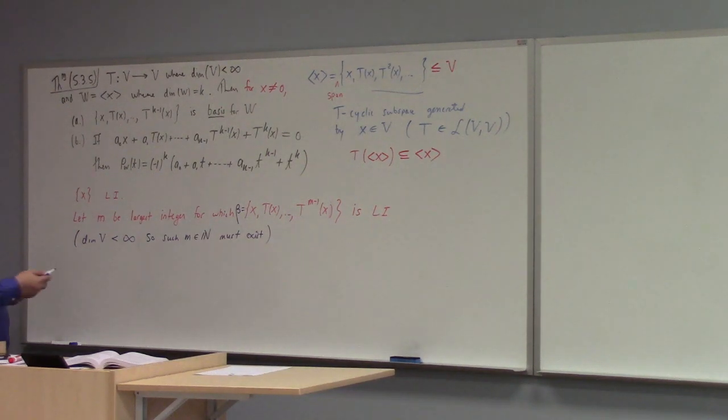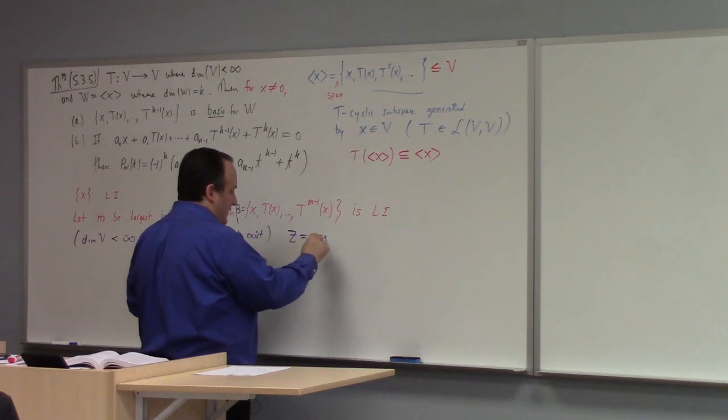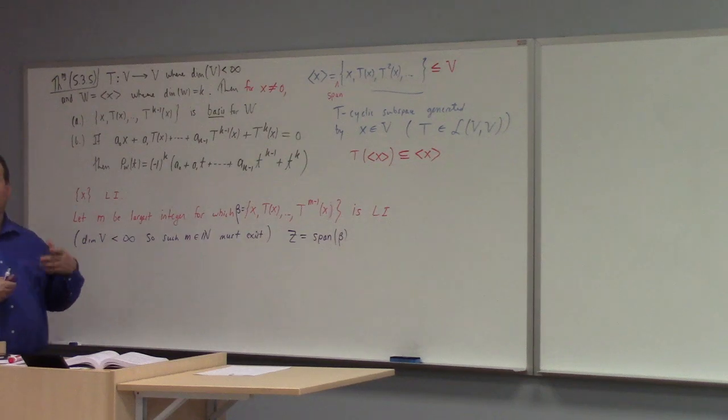And then what the book does is he says Z is equal to the span of beta, all right? He says Z is equal to the span of beta. And then he gives arguments which prove that in fact Z has to actually be the full T-cyclic subspace generated by X.